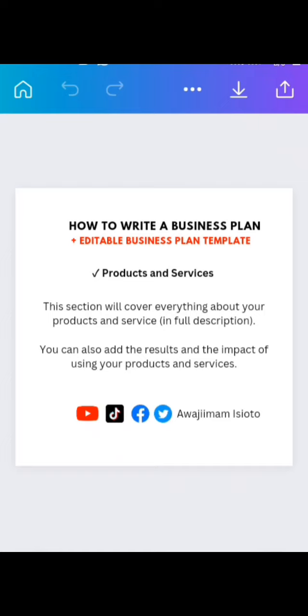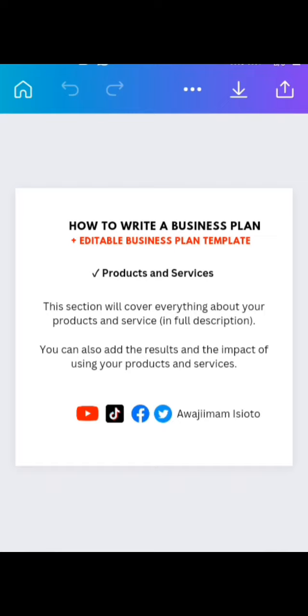All right. So the next one is your product and services. You should know that your business is not going to succeed if there's no product and there's no service. You need a product to sell. That is when we now say, okay, we have a business. That is when we now say people can patronize us. So you have to give us a full description of what your product and your service is. That is what you'll be doing in the section of your product and service.